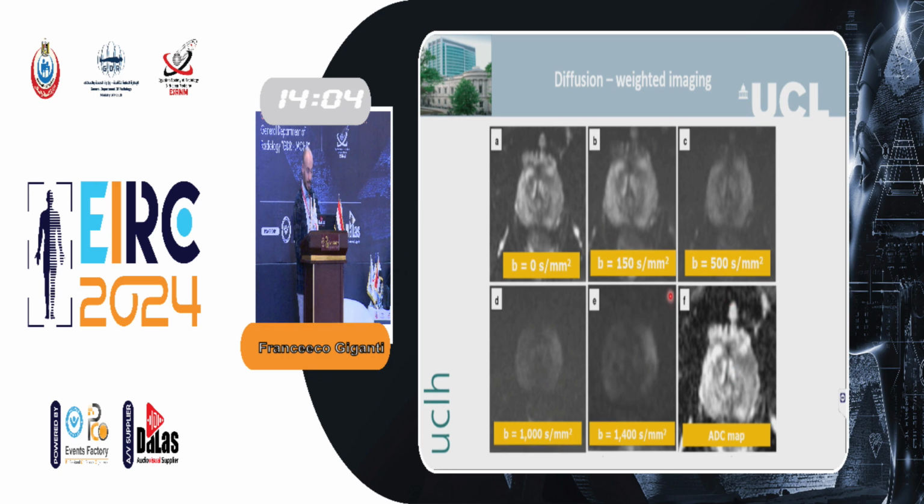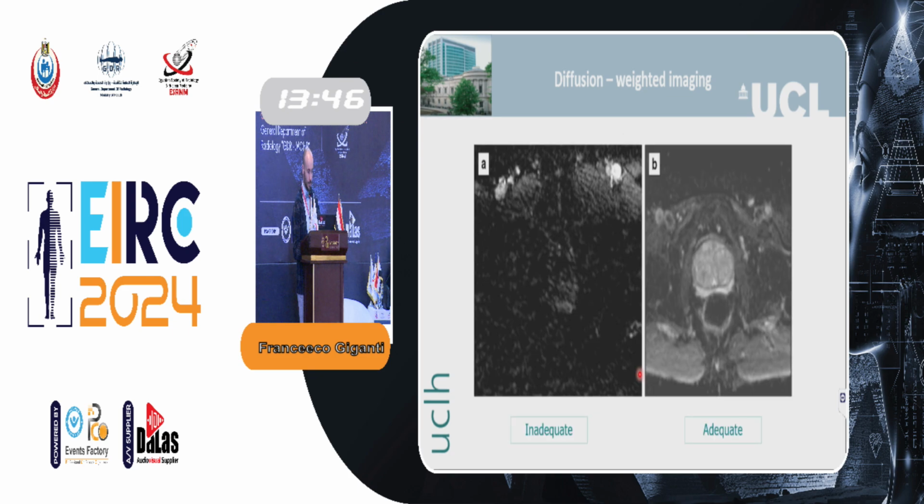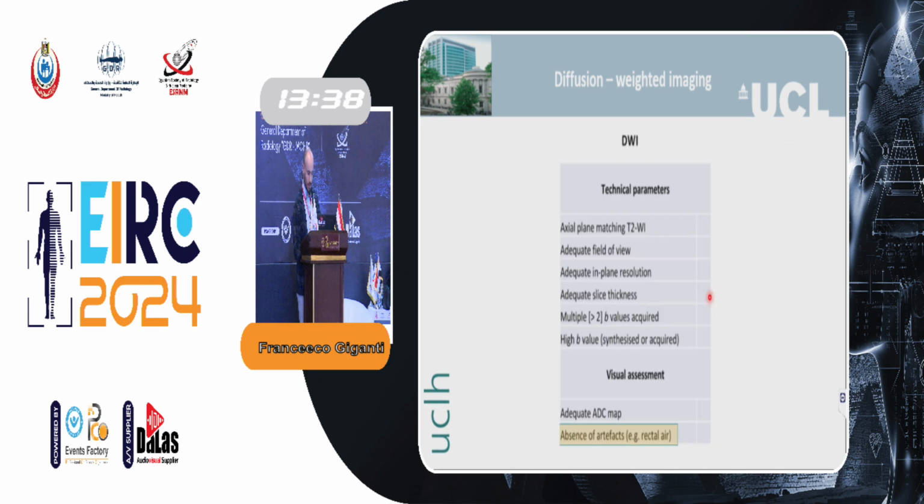And then a dedicated high B-value sequence, like in this case, where we can clearly see the lesion in the left anterior horn here that corresponds to this area of low signal on the ADC map. So 0 to 1000 to get the ADC map, and then a single dedicated high B-value sequence to see the lesion. Here you can see an inadequate and an adequate ADC map, where we can clearly see the peripheral zone and the transitional zone.